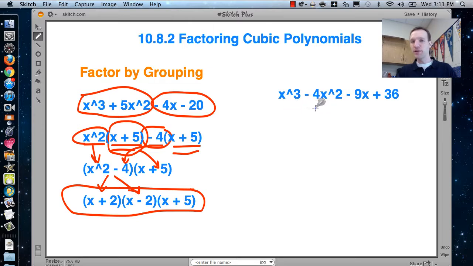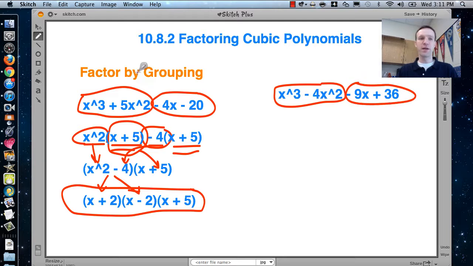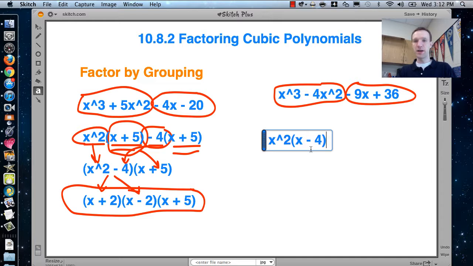Okay? We have x cubed minus 4x squared minus 9x plus 36. Again, we have four terms, so we're going to try factoring by grouping. So I'm going to take these first two terms, see what I can factor out of them, and then I'm going to take the second two terms and see what I can factor out of those. X cubed minus 4x squared, I can take out an x squared. What's going to be left out of these two terms? I'm going to have left an x minus 4. Okay, does that make sense?